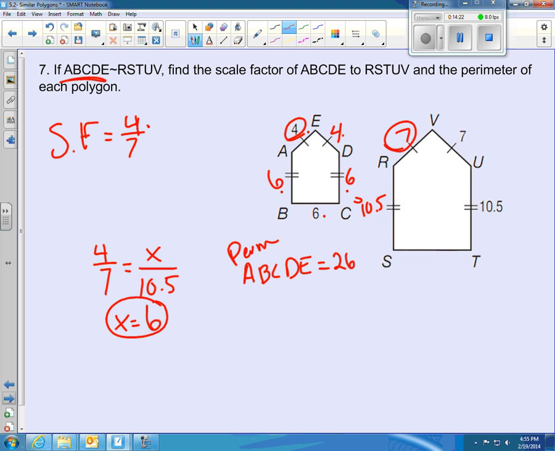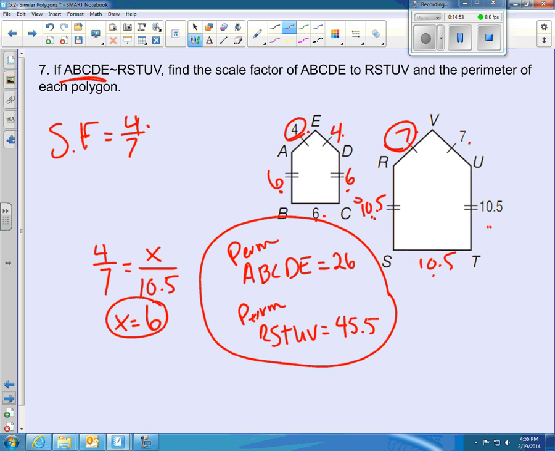So, hey, I see that this side and this side are 6 and they match with this. So these are both 10.5, so I know that this one's 10.5 also because they're proportional. So perimeter of R, S, T, U, V is going to be equal to 10.5 plus 10.5 plus 7 plus 7 plus 10.5, 45.5. Okay, so let's make sure we answered the problem here. It asks for the scale factor, done, and the perimeter of each figure.